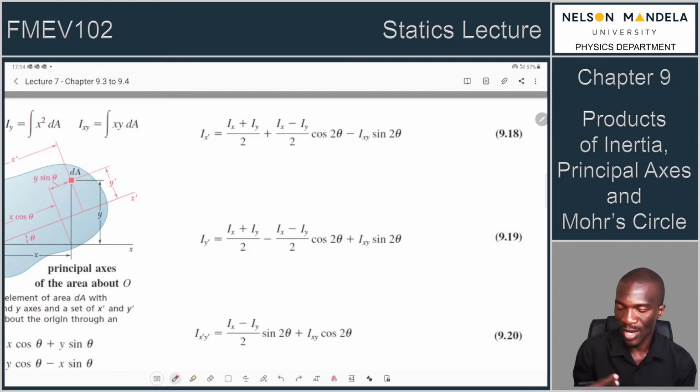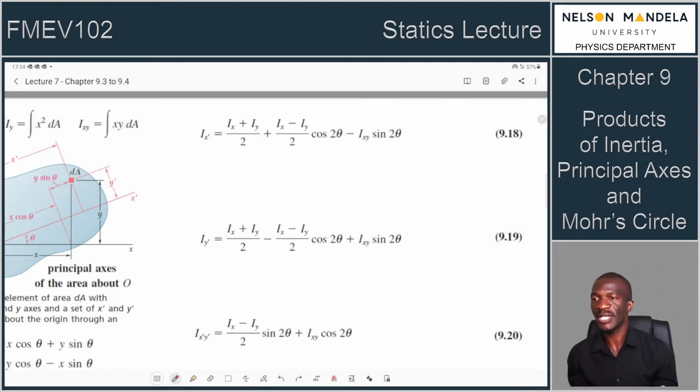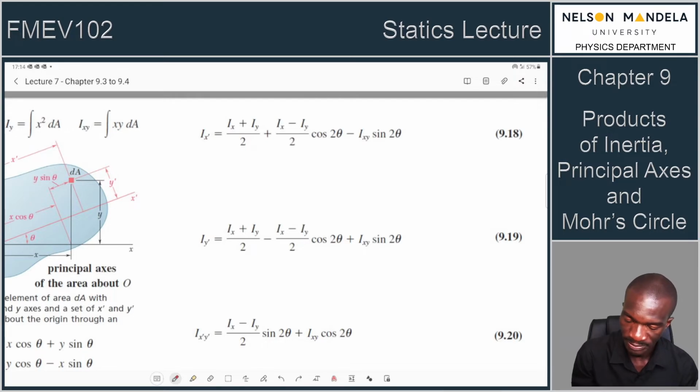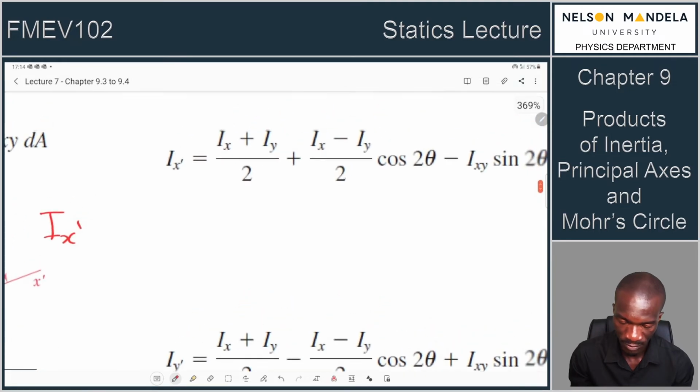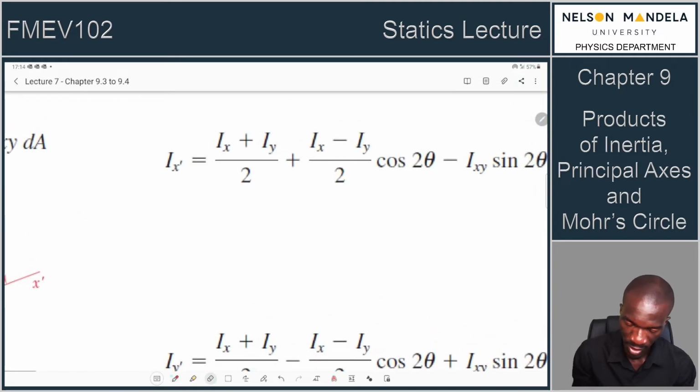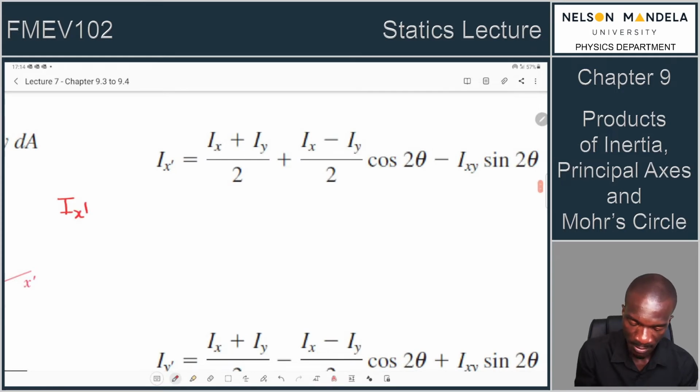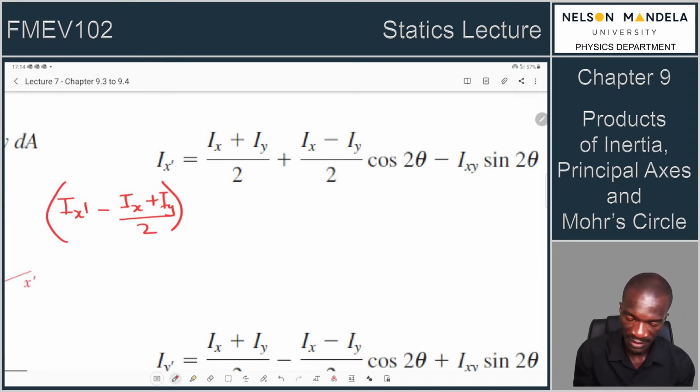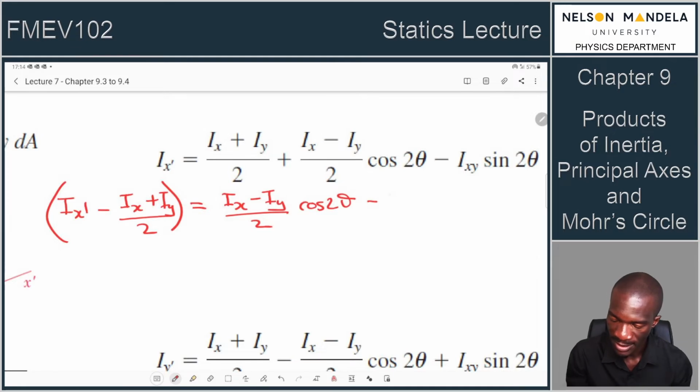On 918, for us to first rearrange it to look like 920, what we will do is move this to the left hand side. So what we have is an Ix prime. Let me zoom in and write smaller. So we have Ix prime minus (Ix plus Iy)/2. These are now on the left hand side. On the right hand side, we will have (Ix minus Iy)/2 cos 2θ minus Ixy sine 2θ.